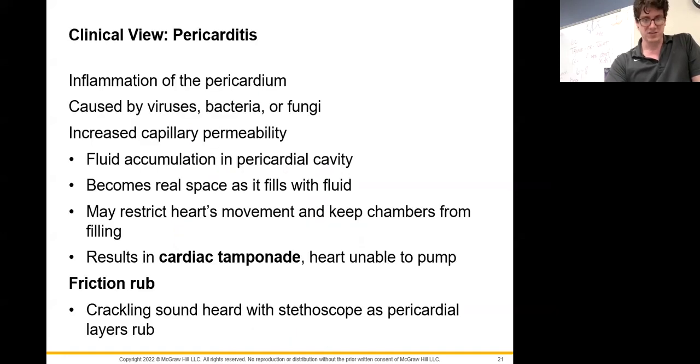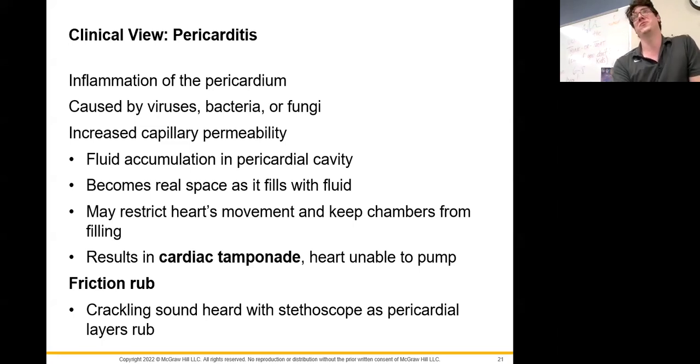If that happens, you can hear it. You're going to hear this as a crackling sound. Anytime someone's heart beats, you'll hear a little bit of a crackle because of the roughened portions of that visceral and parietal layers touching each other without that fluid. So we definitely do not want that.